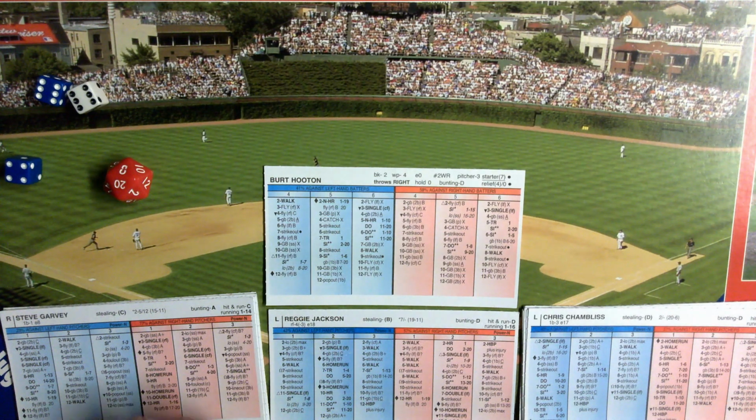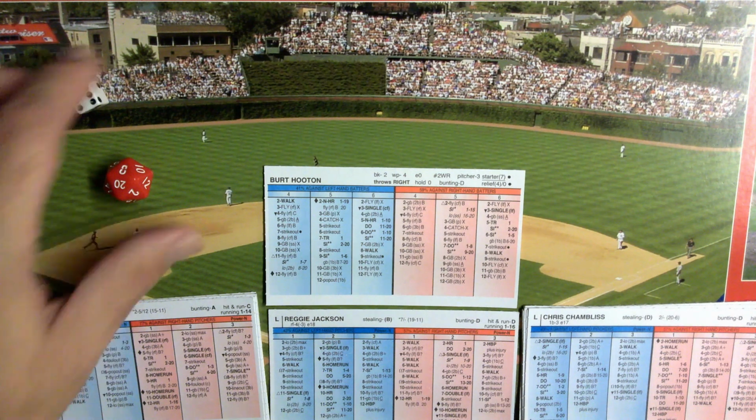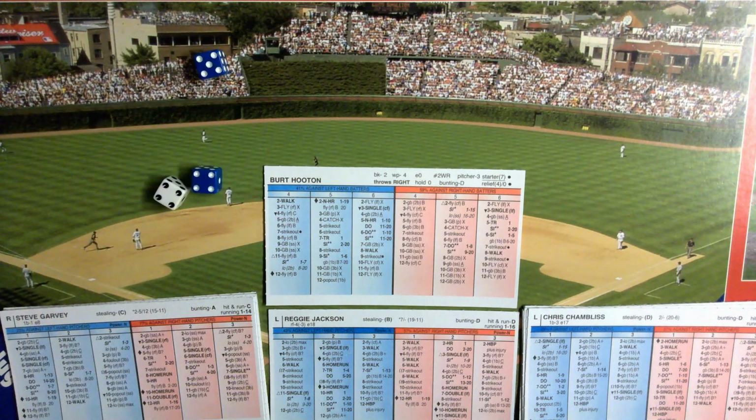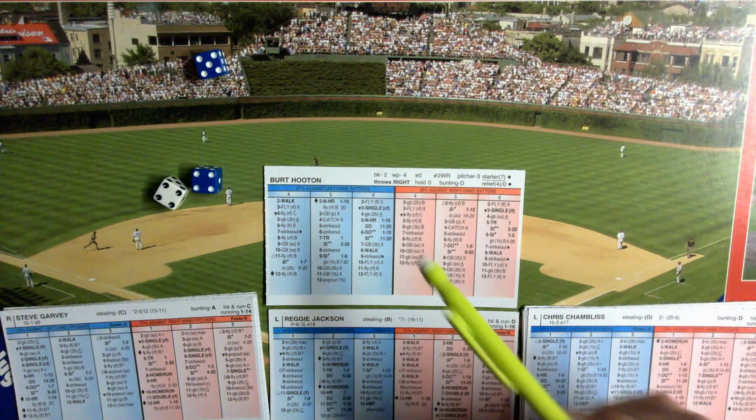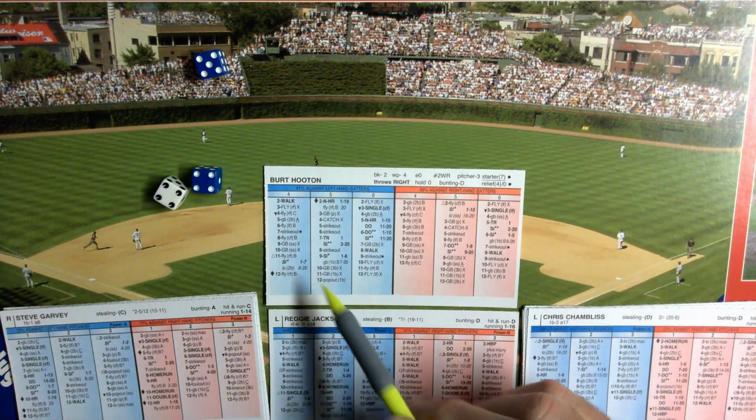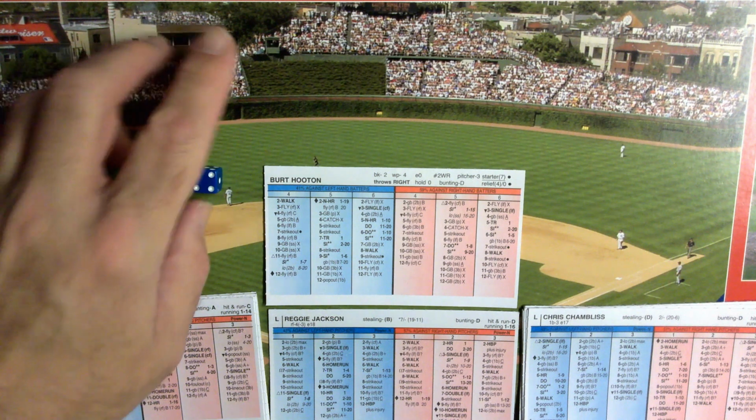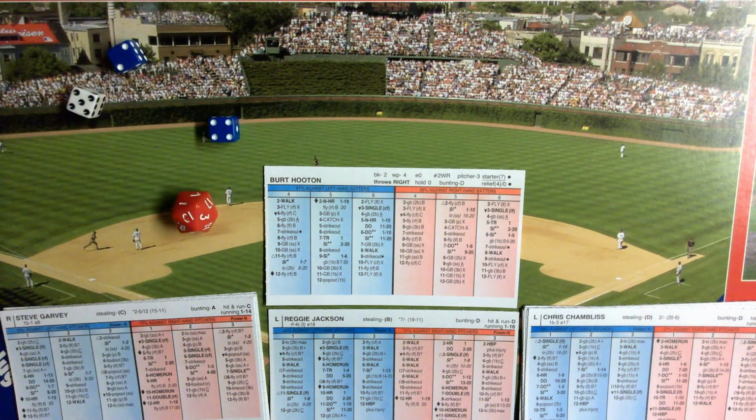Reggie Jackson's going to try to get something going here for the Yanks. 0 for 2 on the day with a strikeout in the 4th. It's a 4 and a 9 against the left-handed batter, a ground ball shortstop X. So Russell's going to get a chance here. He's already had one error on the day. He's a 2 and a 32.